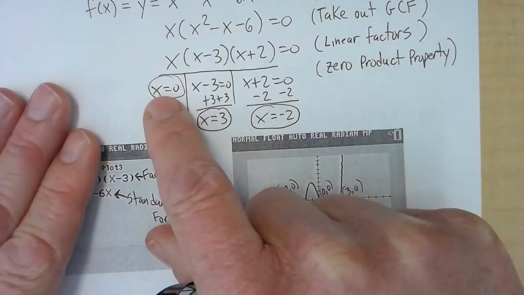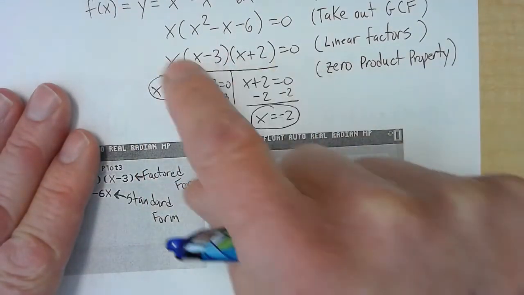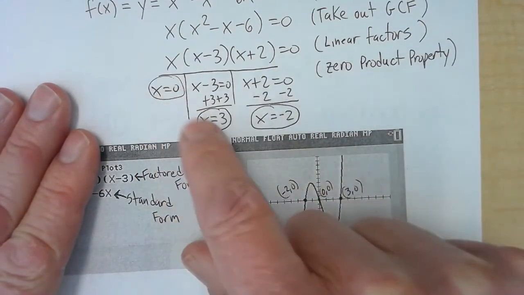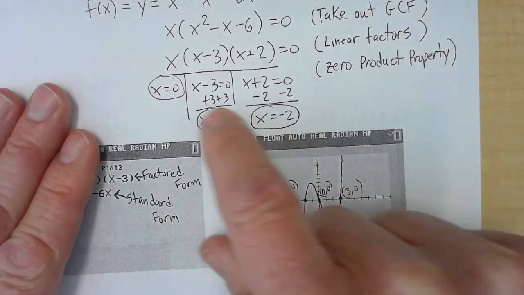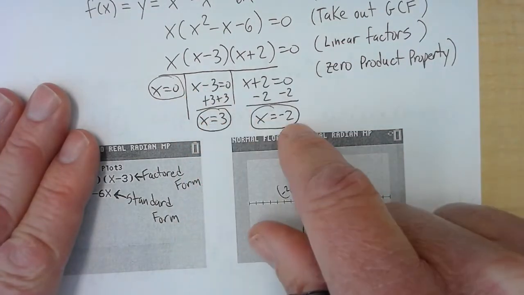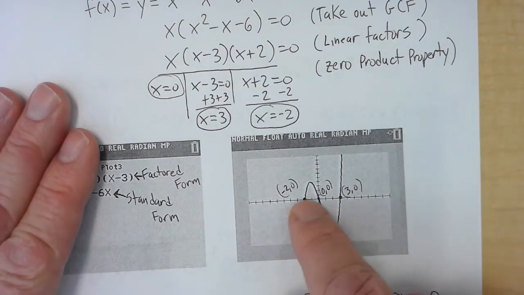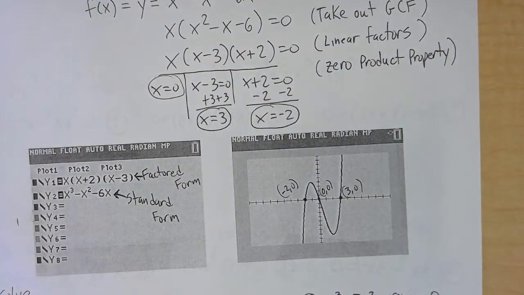Then we do zero product property. We make a T, and we set each factor equal to 0. And we solve, and we get the 3 answers. So the 3 answers match the 3 points where it crosses the x-axis. So that's a summary of what's going on here. Now we're just going to jump in and do some problems.